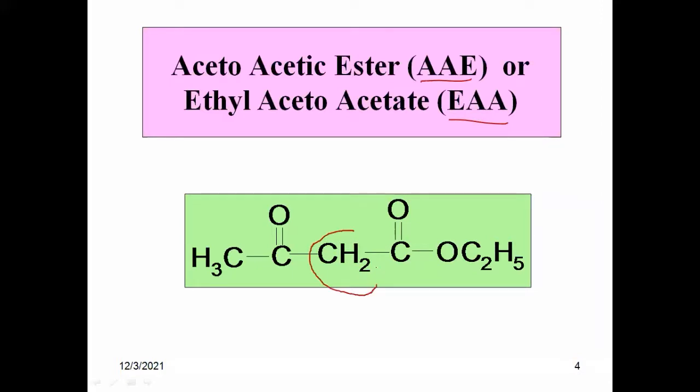This is the methylene group. From one side there is COCH3, meaning a keto group. From another side there is an ester group, C double bond O OC2H5, and thus the methylene group is attached from one side by a keto group and from the other side by an ester group, meaning there are two electron withdrawing groups. Both keto and ester are electron withdrawing groups, and thus the methylene group is active in nature and the compound is an active methylene compound, because it has two electron withdrawing groups on both sides.